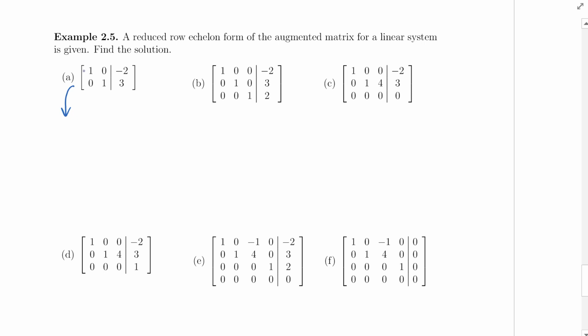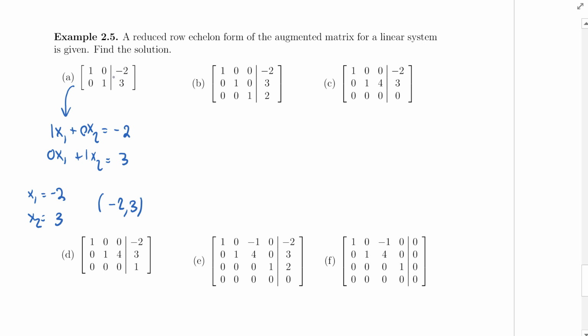Here, if you were to write the equation for this, it's actually going to be 1x1 plus 0x2 equal to negative 2, and then 0x1 plus 1x2 equal to 3. So the answer is pretty simple. I'm going to have x1 equal to negative 2 and x2 equal to 3. So the answer to this is just negative 2 and 3. It's just the right hand side that we have here.